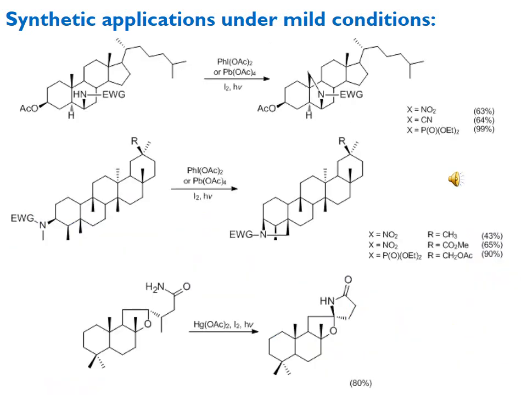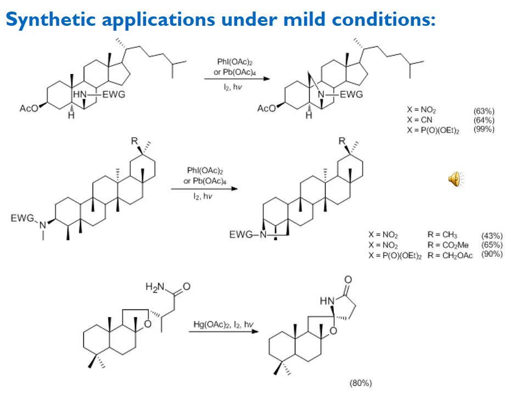Here are the last 3 examples, which have been performed under mild conditions, that is, the amine bearing some electron withdrawing group. Basically this is about the Suarez modification reaction, which we have discussed in the last slides. The percent yields have been given here for all of these species. For the first reaction, if X is nitro, then we get 63%. If X is cyano, then 64%. If X is phosphonate, then we get 99% yield of the cyclized product.